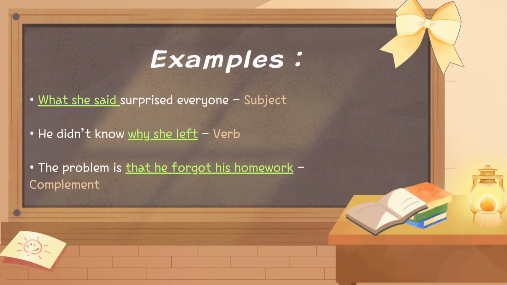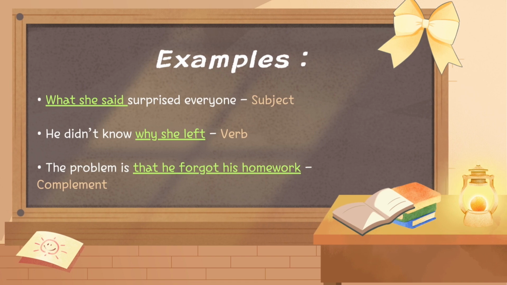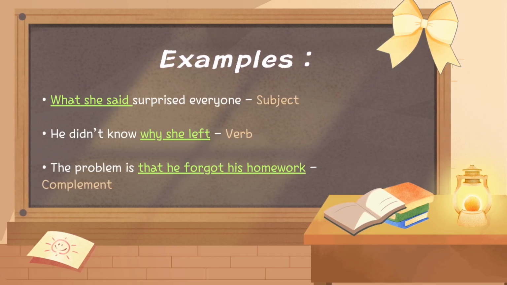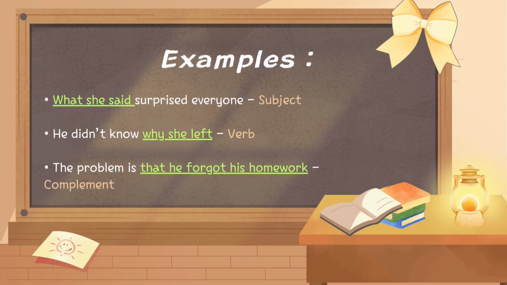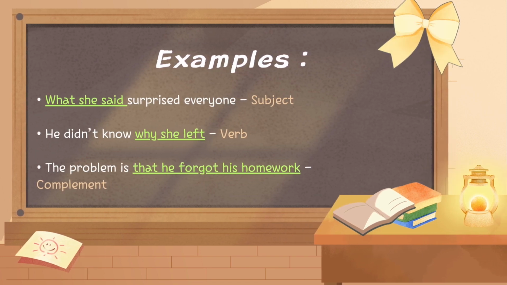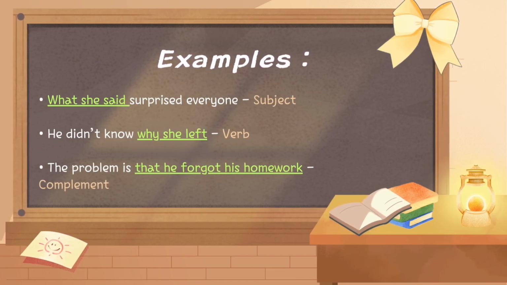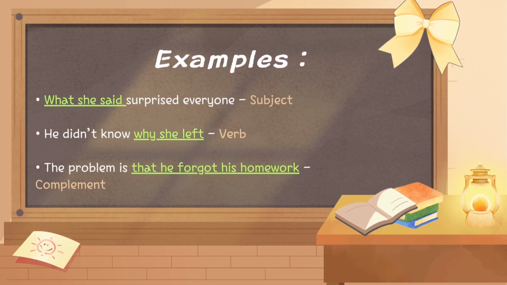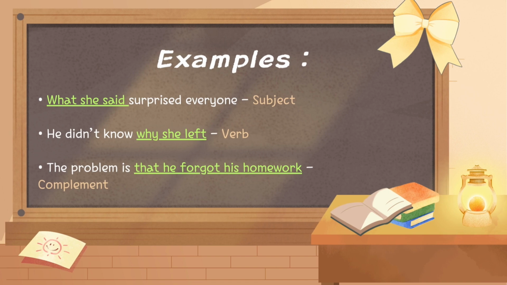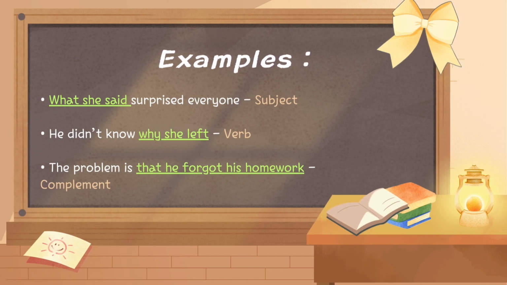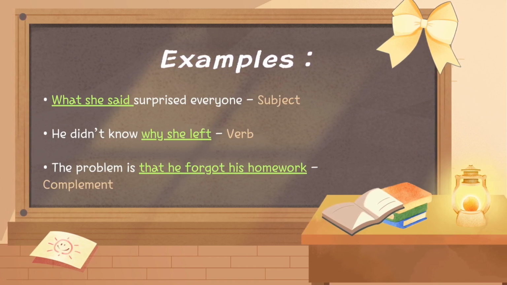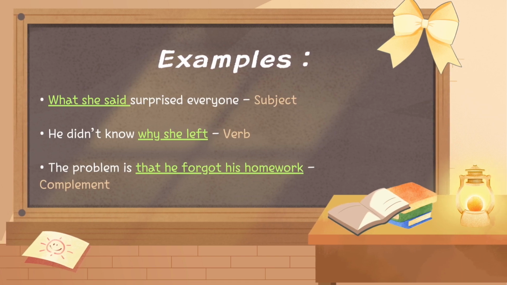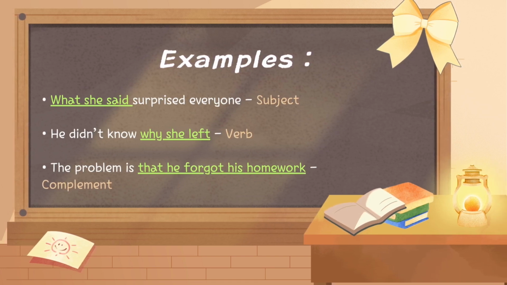Let's break this down. In the first example, what she said is the subject of the sentence. It's the reason everyone was surprised. Pretty important, right? In the second example, why he slept functions as the object of the verb. This tells us what he didn't know. And finally, in the third example, that he forgot his homework is a complement, giving us crucial information about the problem.